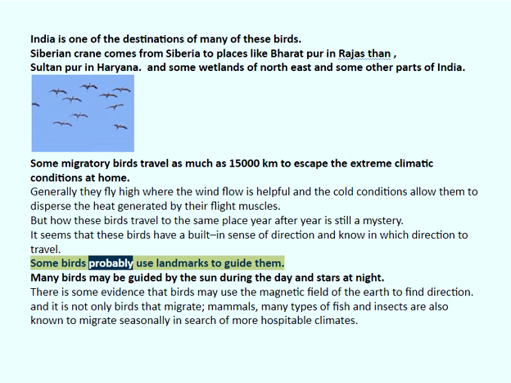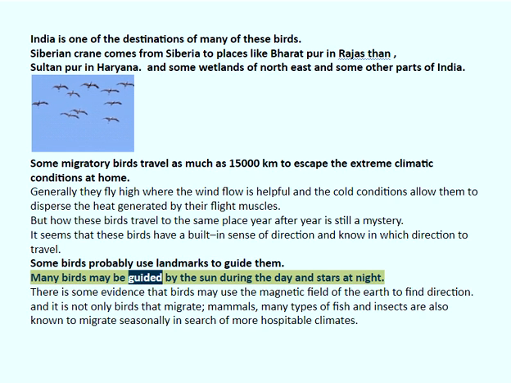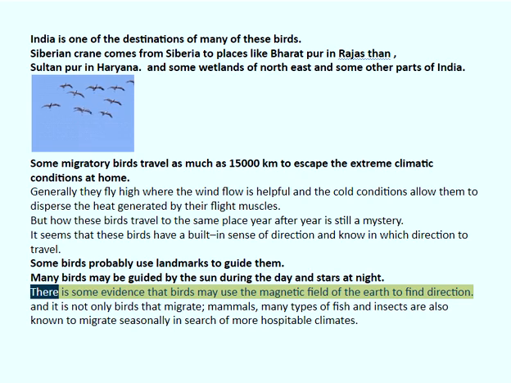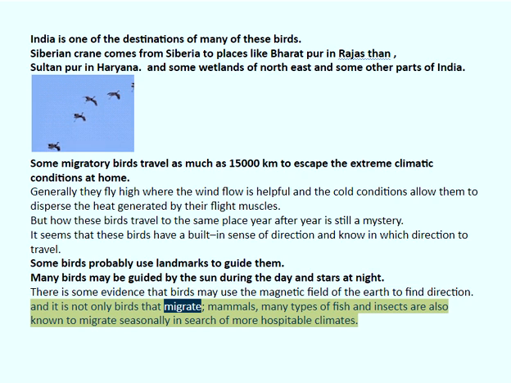Some birds probably use landmarks to guide them. Many birds may be guided by the sun during the day and stars at night. There is some evidence that birds may use the magnetic field of the earth to find direction. And it is not only birds that migrate. Mammals, many types of fish and insects are also known to migrate seasonally in search of more hospitable climates.